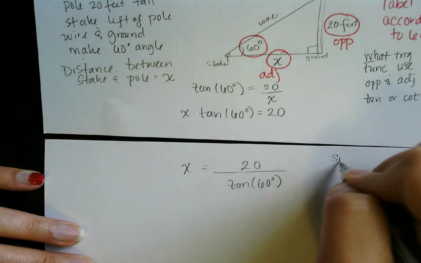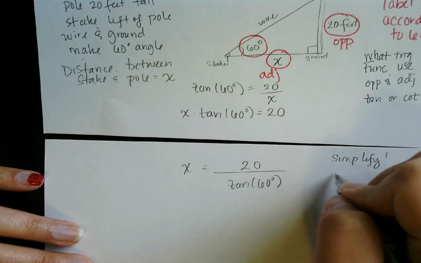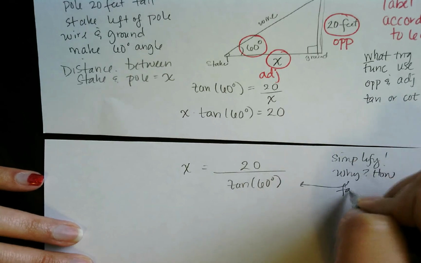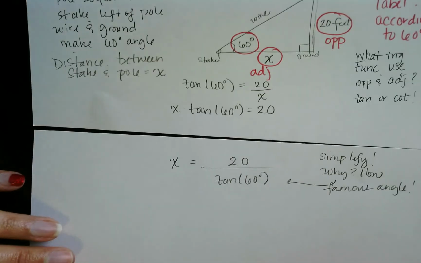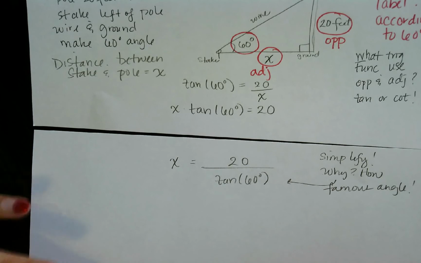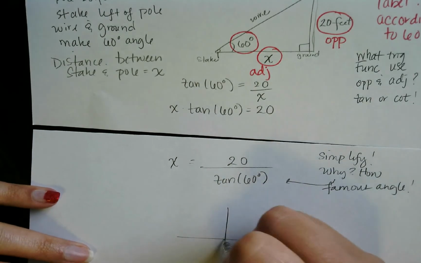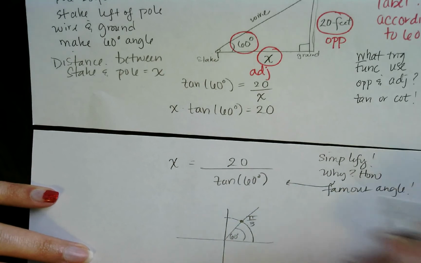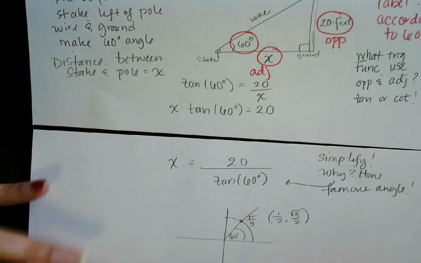Notice the directions said to simplify completely. And how can we do that? Why? How? That is a famous angle. 60 degrees, famous on that unit circle. You better know 60 degrees. So, what is it? Go real quick. 60 degrees on the unit circle. I'm not drawing a whole circle, you know it's going to turn out janky. That's your pi over 3. It's the same thing. So that is 1/2, comma, root 3 over 2. So we've got to find tangent of that.